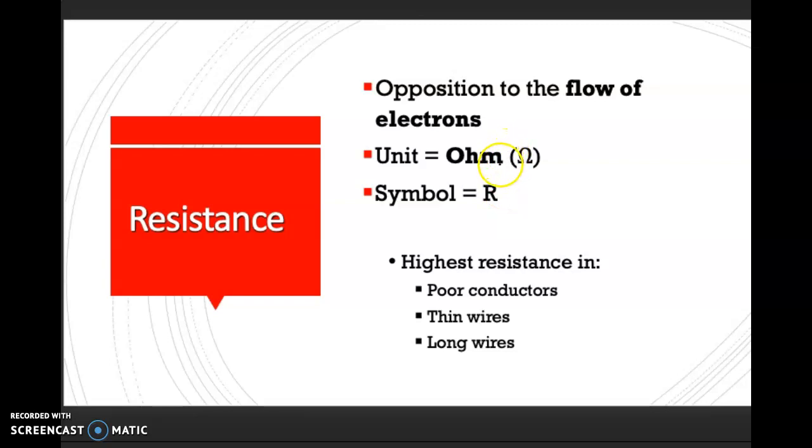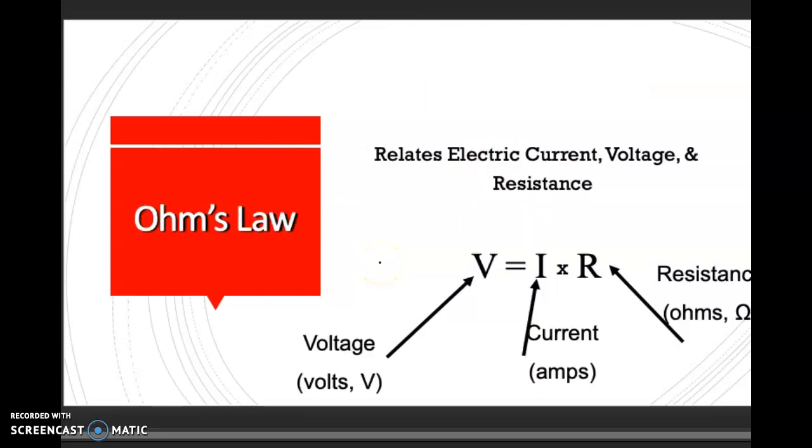Now we measure resistance in the unit ohm. We're going to use the Greek letter omega, the last letter of the Greek alphabet. It looks like a little horseshoe. The symbol for resistance in Ohm's law equation, we're going to use R. Okay? All right, so let's just look at Ohm's law all together.